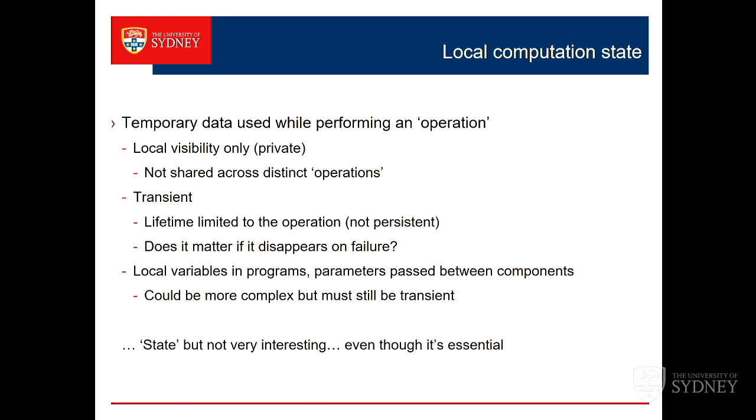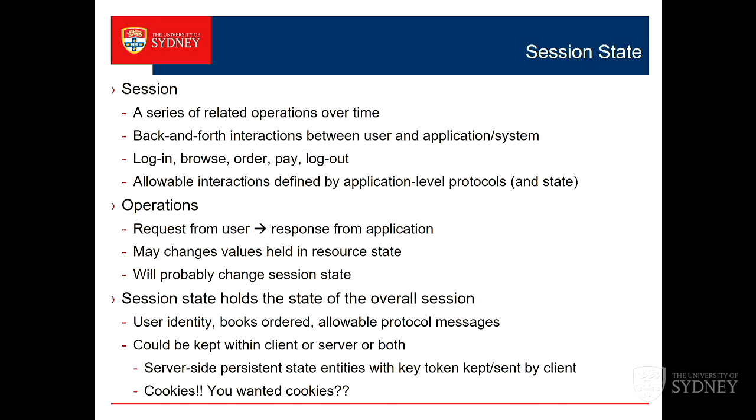So it probably doesn't matter if I lose it either. So local variables, parameters passed between components of my system. It could be much more complicated than that. I could have little data structures and temporary little databases and files and things, but it's inherently transient, and I started again from scratch with a new operation. So its state, not very interesting, but obviously it's essential, otherwise you can't write programs. We'll move up a level. Session state.